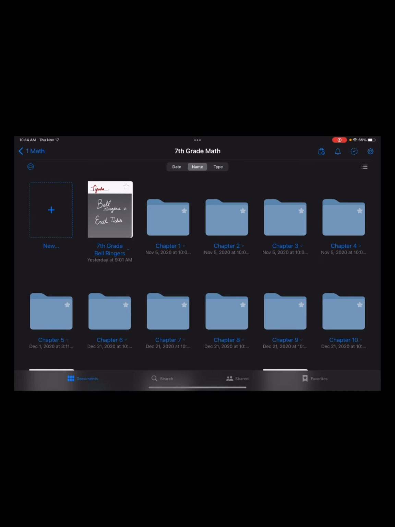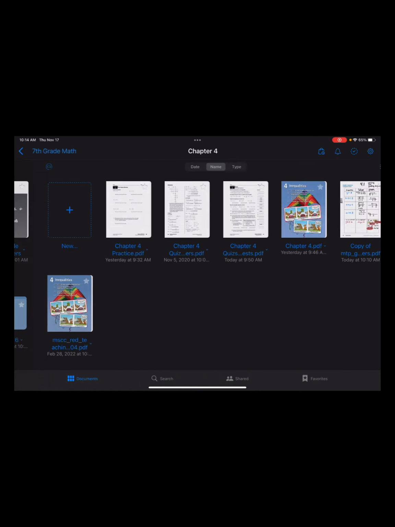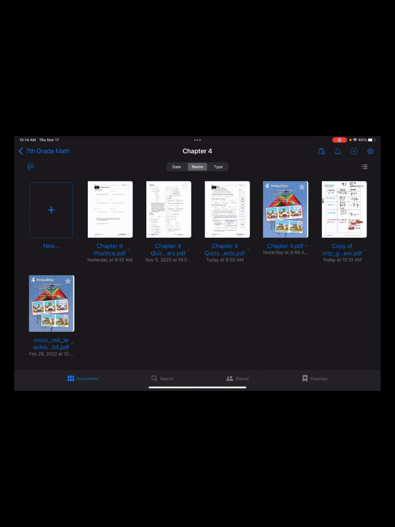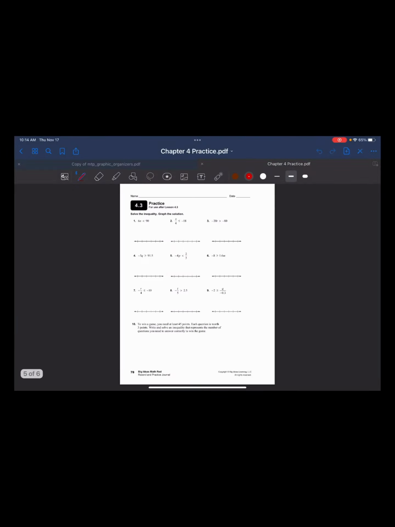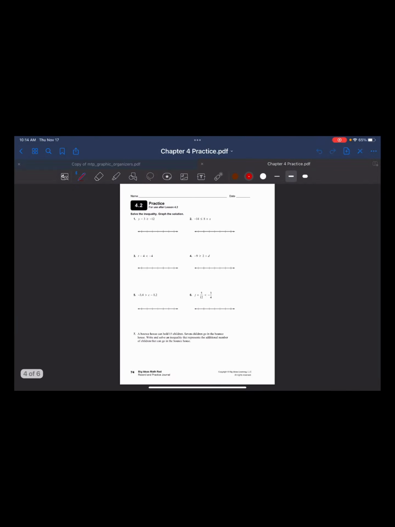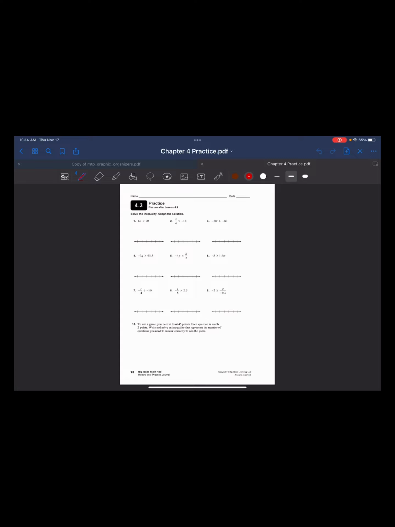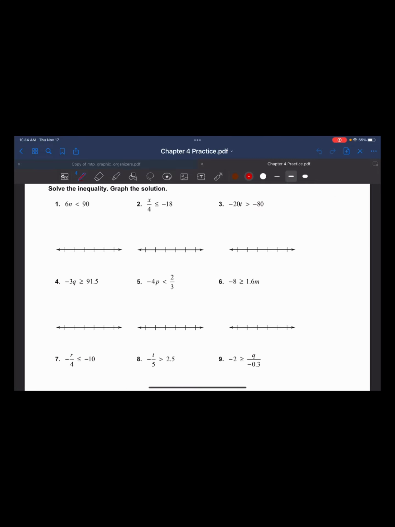The next thing I'm going to have you guys do is get a practice page from the sub. We're going to work on practice page 4.3. It'll be this one right here. In 4.3's practice page, it's very similar to what we just did in our notes. All you're doing is solving the inequality. So you get the variable by itself, and then you just graph the solution, okay?